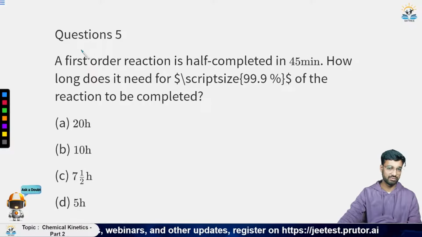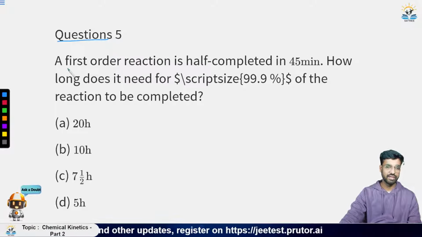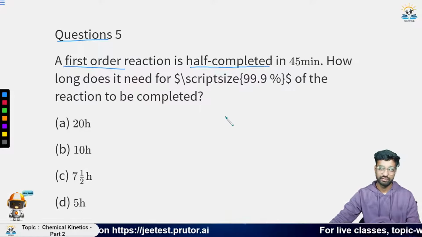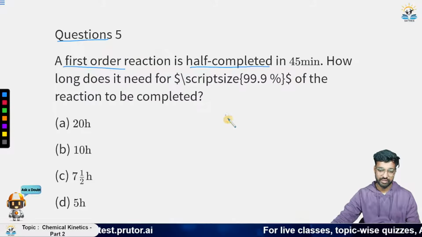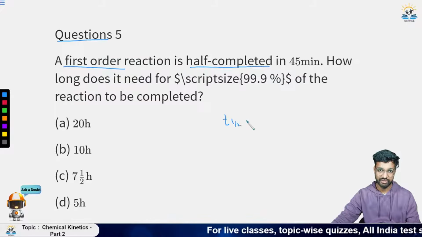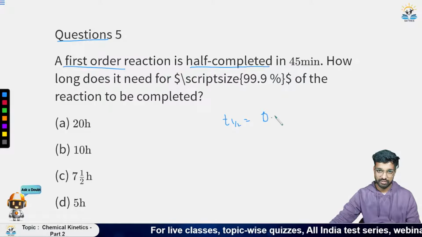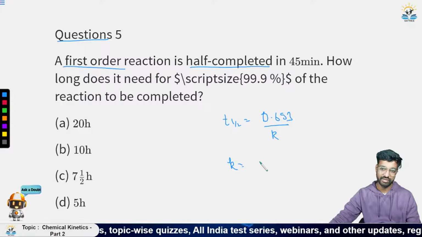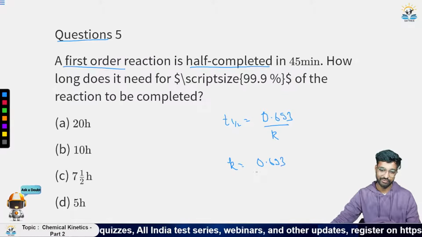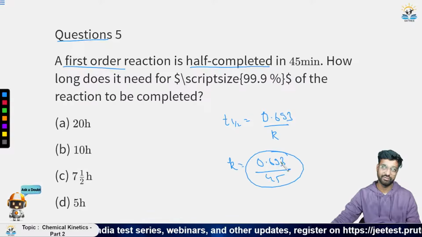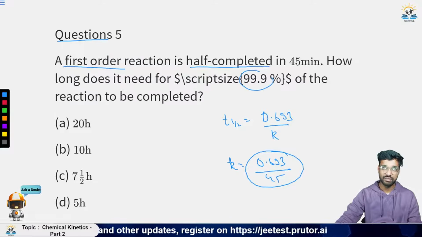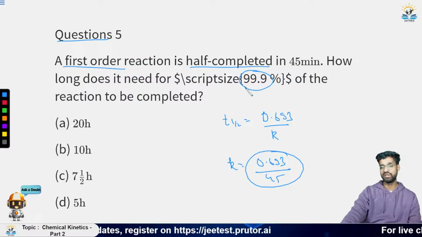Now let us move to question number 5. It says that a first order reaction is half completed in 45 minutes. It is very easy to understand what is written. It is given that this is the half life. So if it is given that k is 0.693 by 45, we get the value of k. How long does it take for 99.9% completion? So it is just the opposite of the previous question.